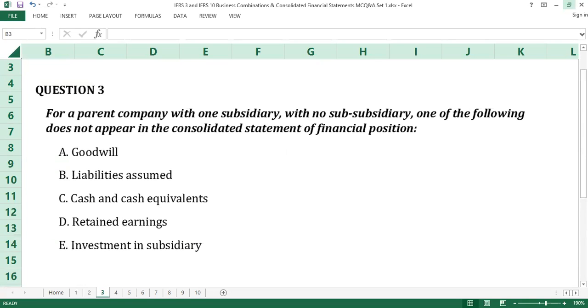Question number 3. For a parent company with 1 subsidiary with no sub-subsidiary, one of the following does not appear in a consolidated statement of financial position. A, goodwill. B, liabilities assumed. C, cash and cash equivalents. D, retained earnings. E, investment in subsidiary. Time counts.